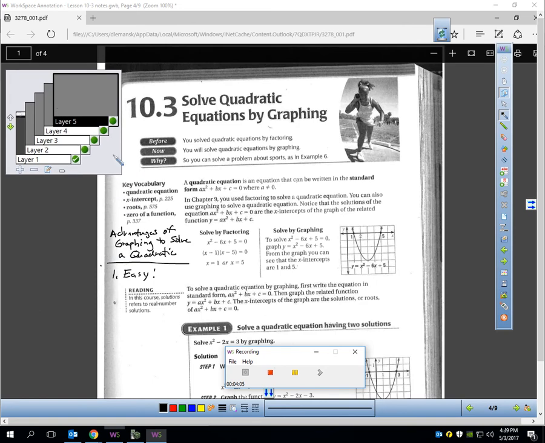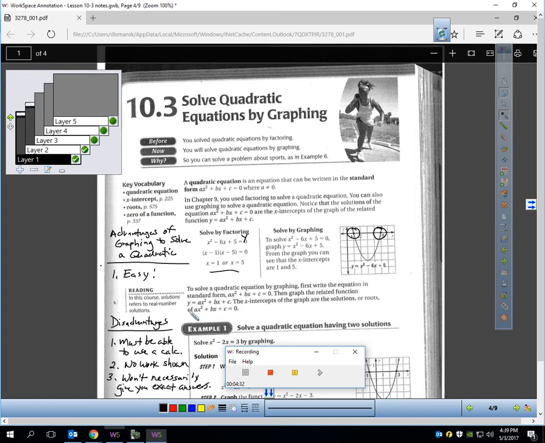Now, what are the advantages of graphing to solve a quadratic? Well, one advantage, as you just learned there, it's super easy. You just plug the equation in your calculator. Instead of 0, you would just use y. So you'd use y equals x squared minus 6x plus 5. You'd hit graph, and you'd just see, here's a picture in the book, you would just see where the graph crosses the x-axis. You can see 1 and 5 matches here. So that's great. It's easy.